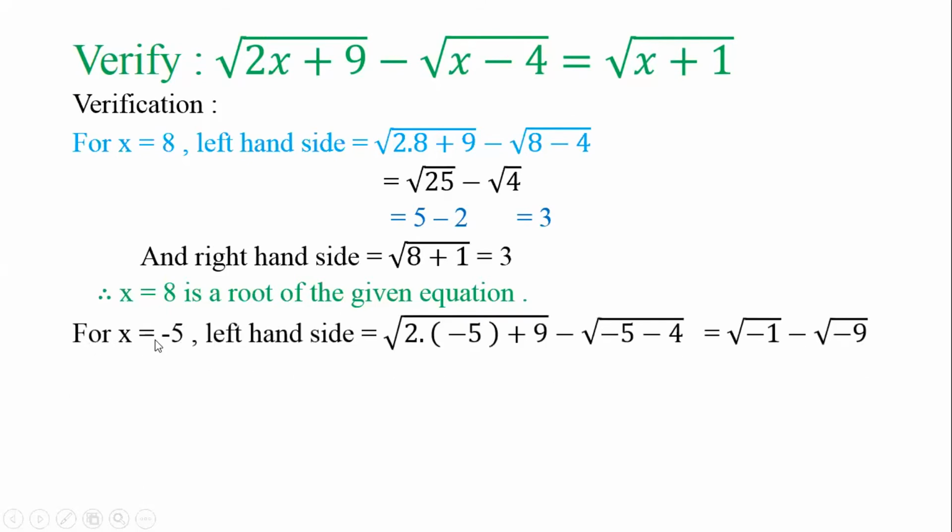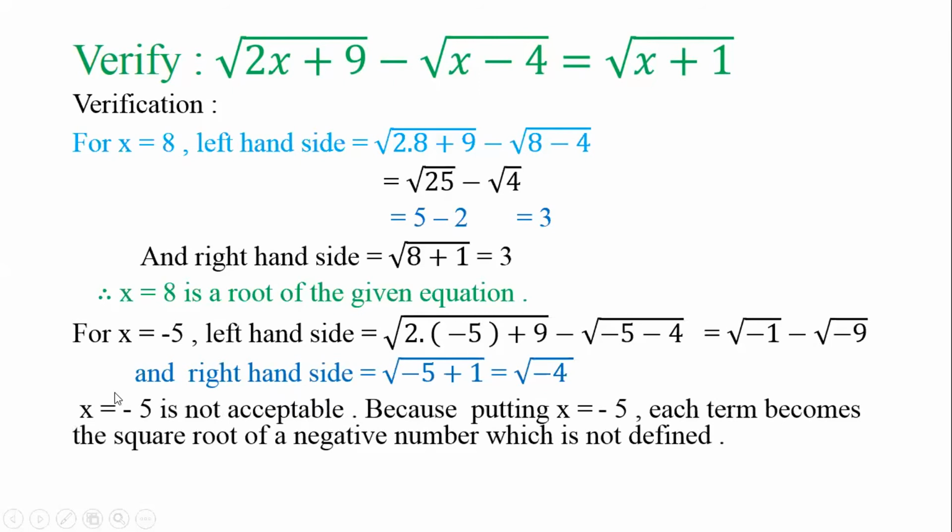Whereas now we check for x equal to minus 5. Left hand side here, root over 2 into minus 5 plus 9 minus root over minus 5 minus 4. Whereas 2 into minus 5, that means minus 10. Minus 10 plus 9 equal to root over minus 1. Here minus that, then root over minus 5 minus 4 equal to root over minus 9. And right hand side, root over minus 5 plus 1 equal to root over minus 4. For x equal to minus 5, this value is not acceptable because putting x equal to minus 5, each term becomes the square root of a negative number which is not defined. So the solution is x equal to 8.